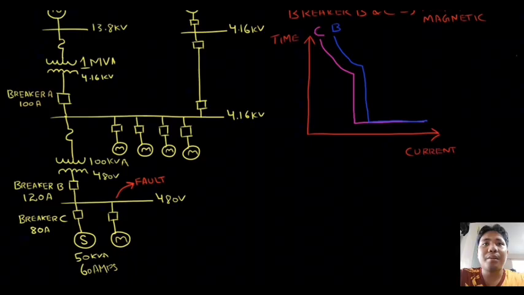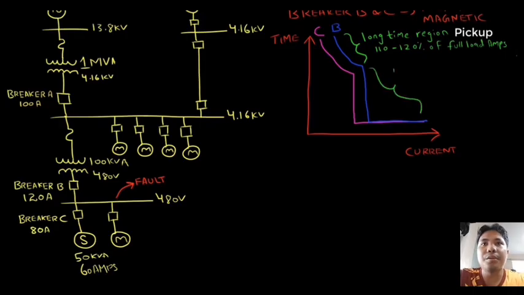Now that we understand the basics, let's go into more detail and talk about the different regions of a time current characteristic curve for a thermal magnetic breaker. There is a long time region which starts from the pickup amp value. This region includes the protection against overloads from 110 to 120% of the amp rating. There is a fixed, non-adjustable time delay for each breaker, after which it enters the instantaneous region.